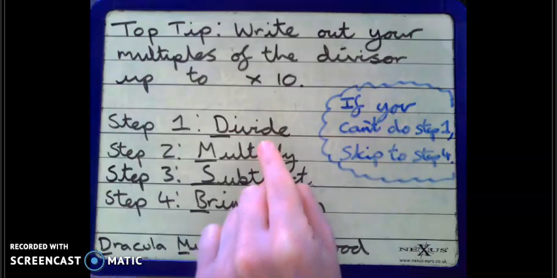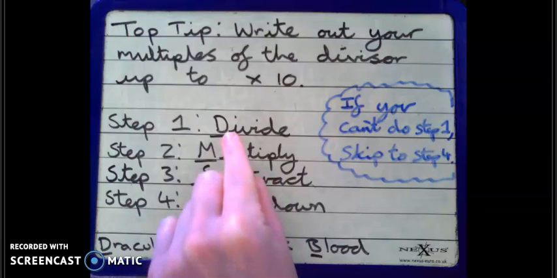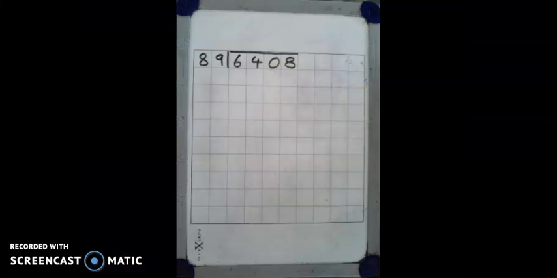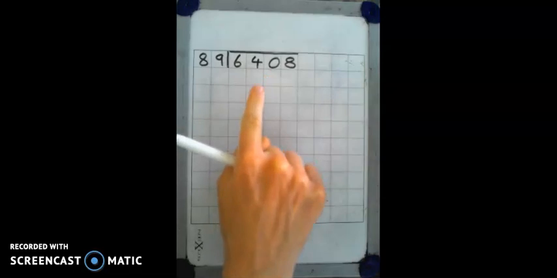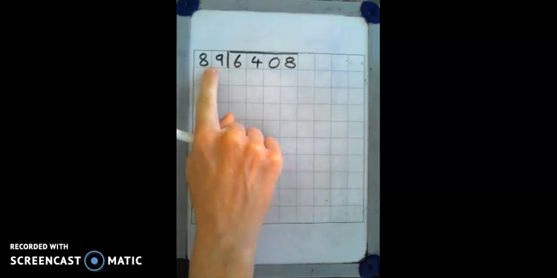Here's a little thing that's not always obvious with this process. If you can't do 1, then you go straight to 4. If you can't divide, go straight to 4, and then continue the process. Right, let's move on and have a look at the first calculation. So I've written it out already in the division algorithm. So we have 6,408 inside this little shelter, and 89, our divisor, is outside.